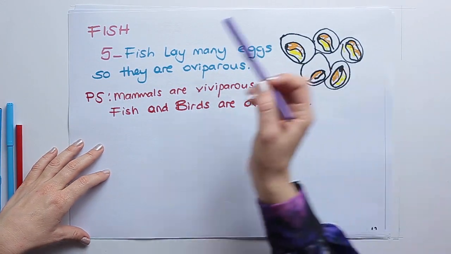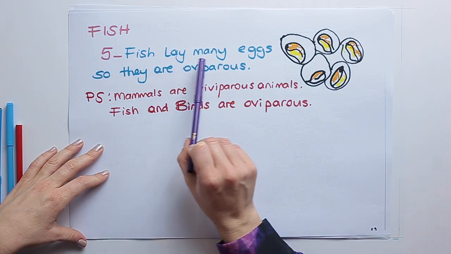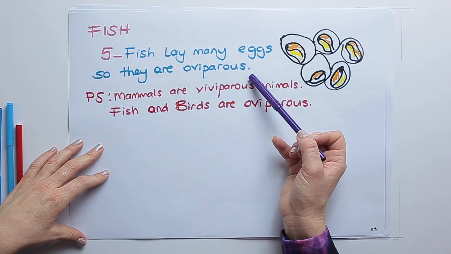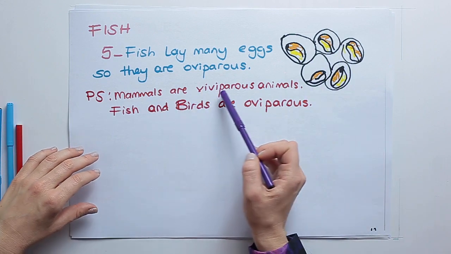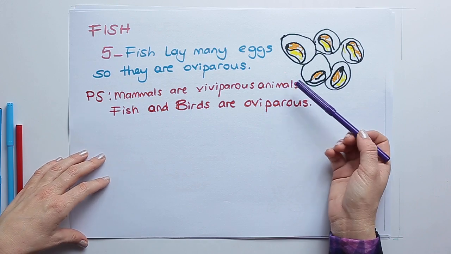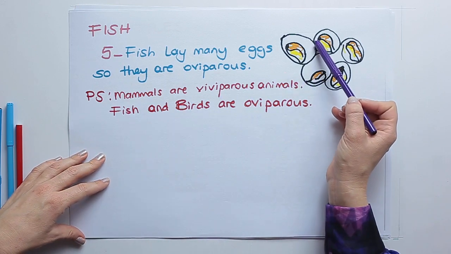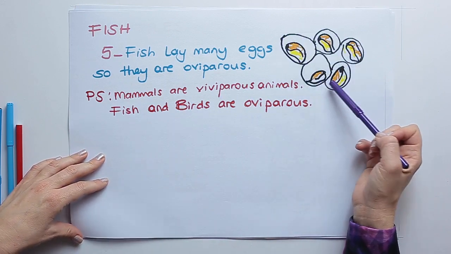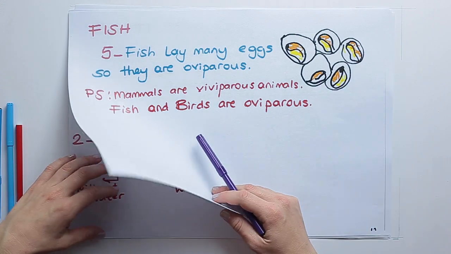So fish, fifth feature. Fish lay many eggs, so they are oviparous. If you remember, mammals are viviparous animals. They're carrying their kids in their tummies. But fish and birds are oviparous, which are laying eggs to give birth to their youngsters.